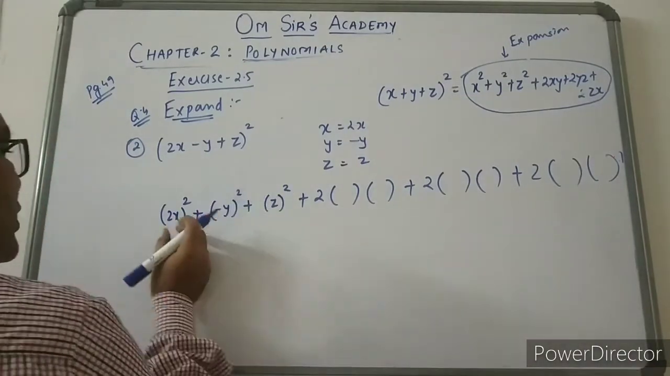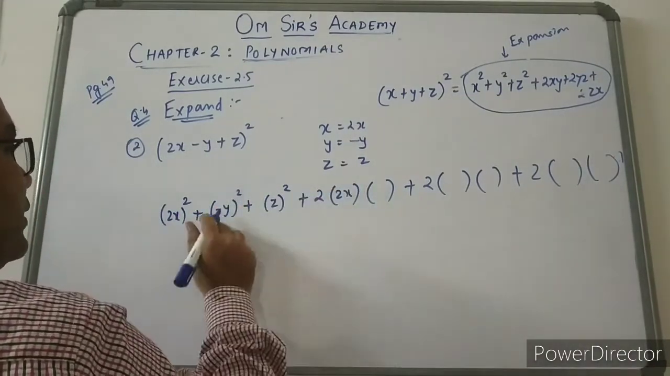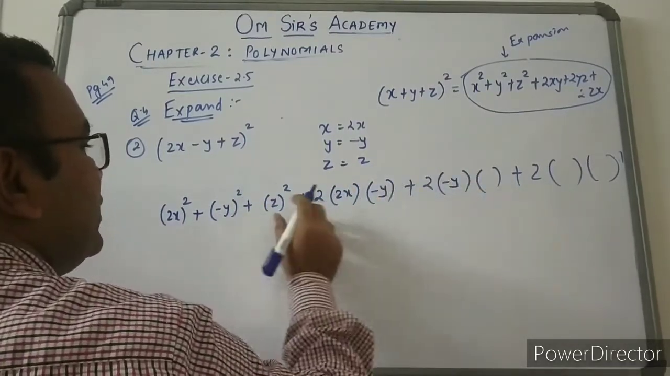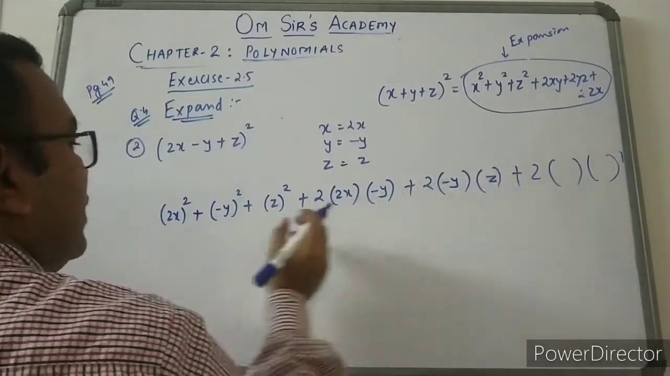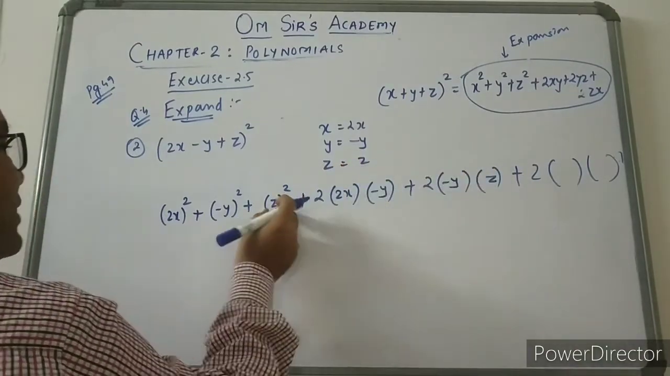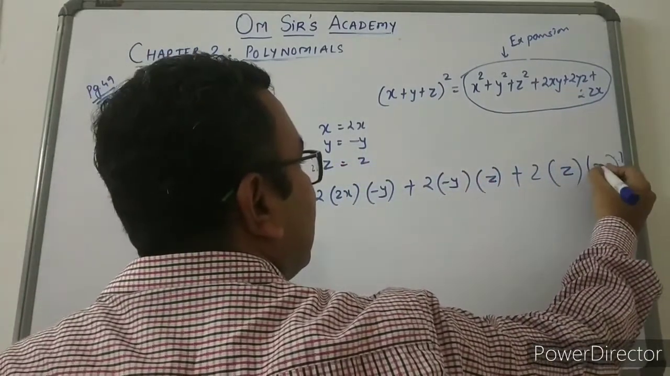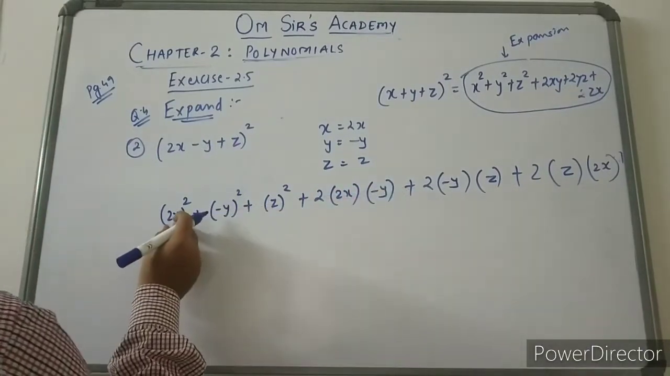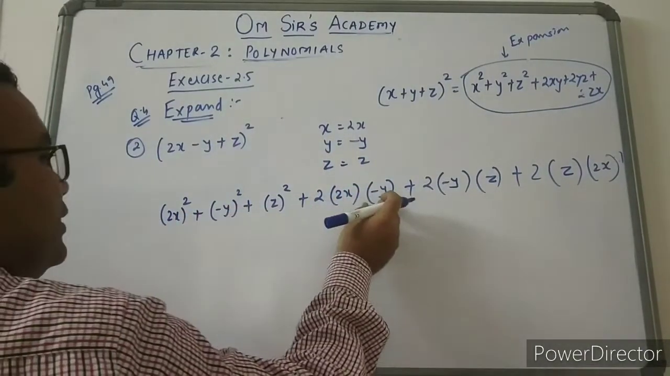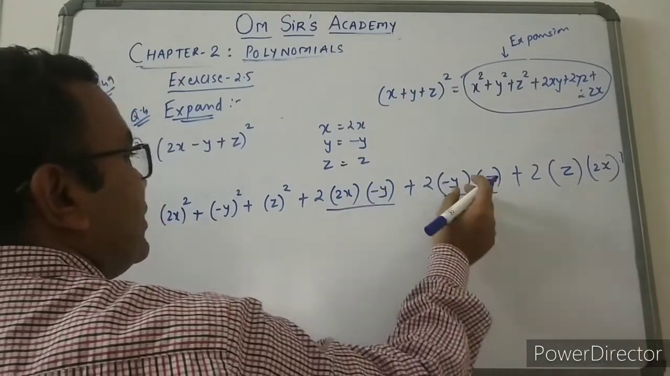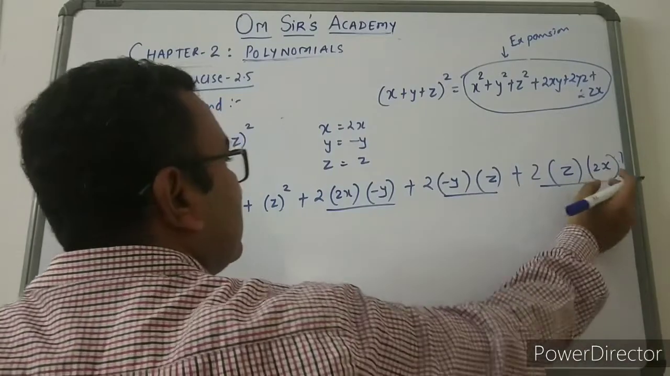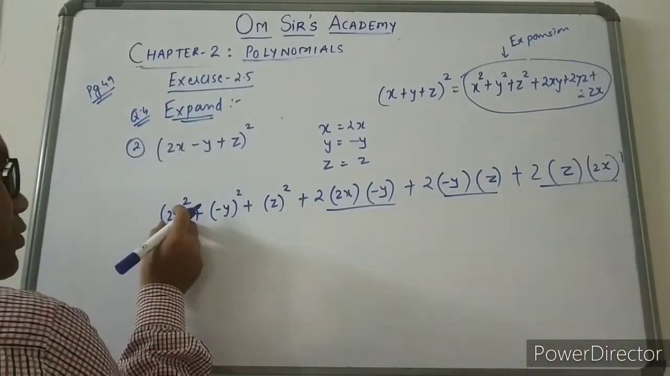So for xy, what is my x? x is 2x, and what is my y? Minus y. For 2yz, that is minus y and z, and for 2zx, that is z and 2x. So here what I did, the first and the second term was 2x into minus y. Here, the second and the third term, that is minus y and z. And here, the third and the first term, that is z and 2x.